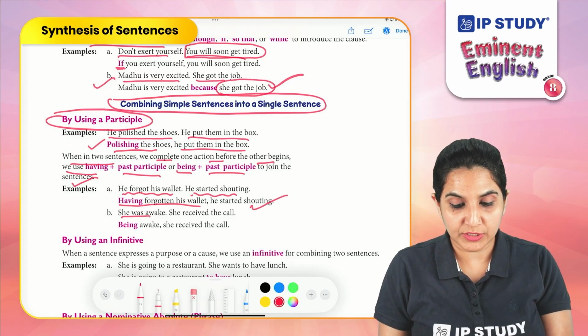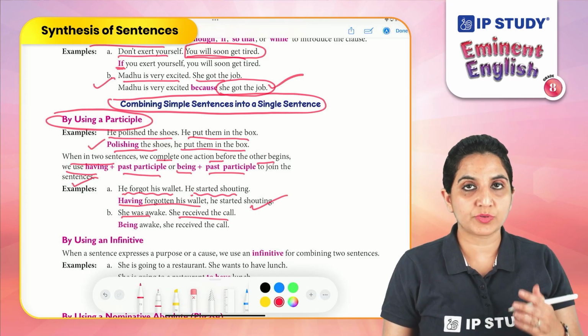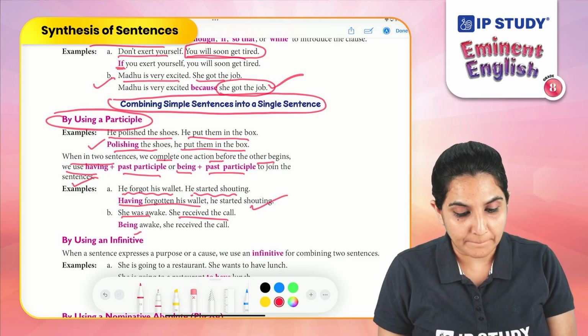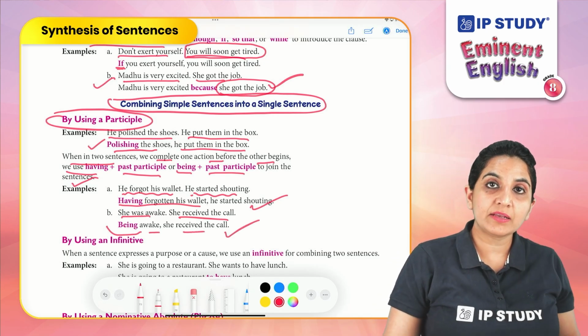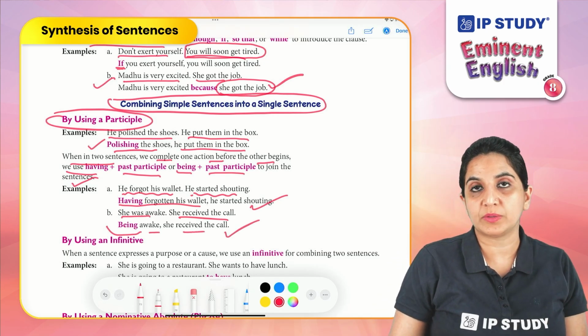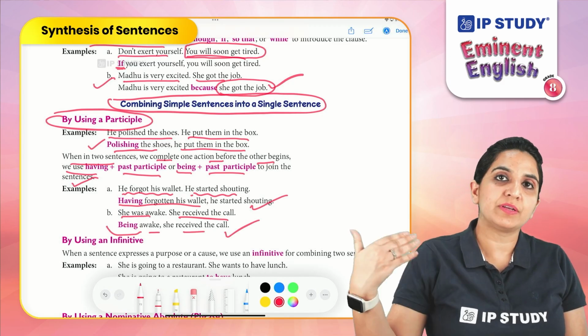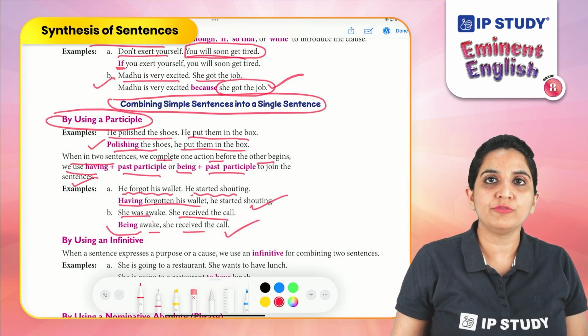She was awake. She received the call. Again, one action has already been completed. So we use having along with the past participle, which is having been awake. She received the call. So we can use having with the past participle or being with the past participle. But when we finish the action just in time and we talk about it, we use ing, that means the state of being.